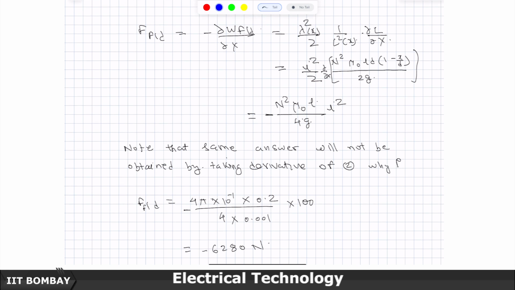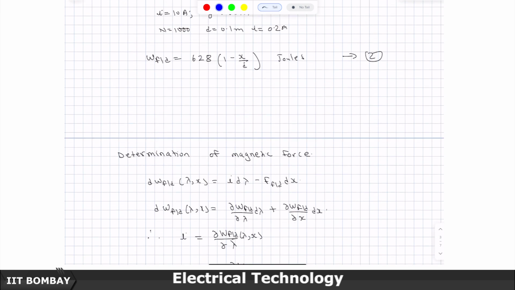I think these numbers you can easily check. This is 4 pi into 10 to the power minus 7, n is 1000, so 10 to the power 6. So, 10 to the power minus 7 into 10 to the power 6 became 10 to the power minus 1. L is given to you as 0.2, current is 10 amperes, so the square of it becomes 100, 4, and the gap is 1 mm or 0.001 meters. So, therefore, this F is an attraction force of 6280 newtons.